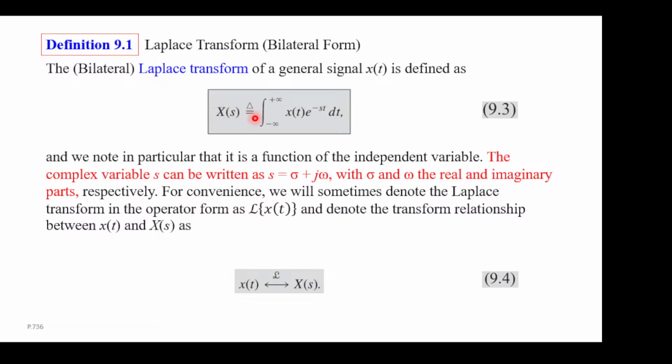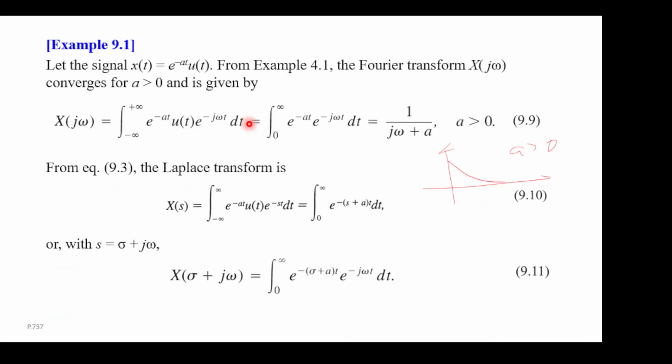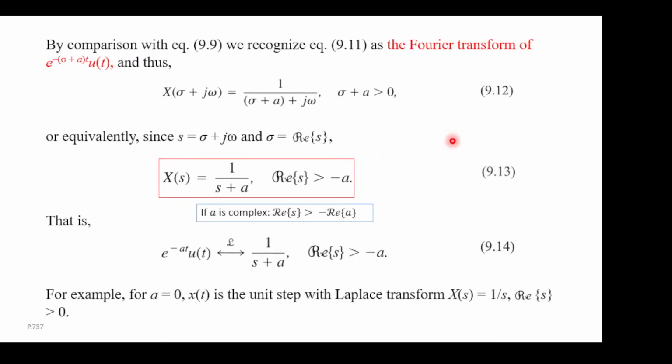So for Fourier transform, we had big X of j omega. And now you can think about Fourier transform as a special case of Laplace transform, where s is purely imaginary, j omega. And then we see our favorite function. So this is the exponential decay function e to the minus a t, u of t, that you also see many times in this course. And so its Fourier transform is 1 over j omega plus a. And its Laplace transform is very nice. It's just 1 over s plus a.